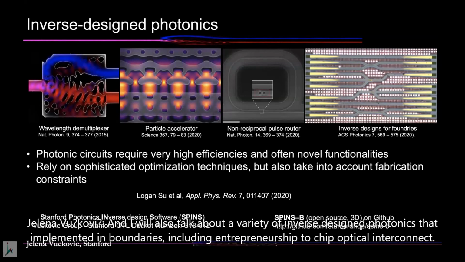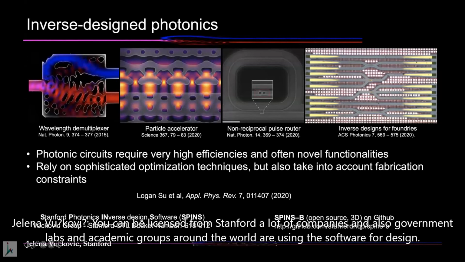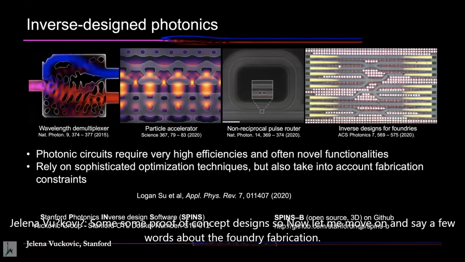And I will also talk about a variety of inverse design photonics that we implemented in foundries, including on-chip and chip-to-chip optical interconnects. Over the years, since we've been working on this for a really long time, we developed a software suite, which we call SPINS, Stanford Photonics Inverse Design Software. It can be licensed from Stanford. A lot of companies and also government labs and academic groups around the world are using this software for design. We also have an open source basic version on GitHub at the link shown at the bottom right. This is the basic version, it doesn't have all of the features, but of course, a lot of people are also downloading and using it for some proof of concept designs.